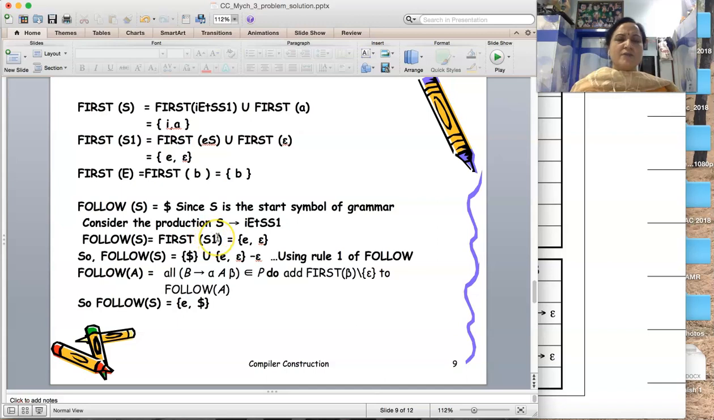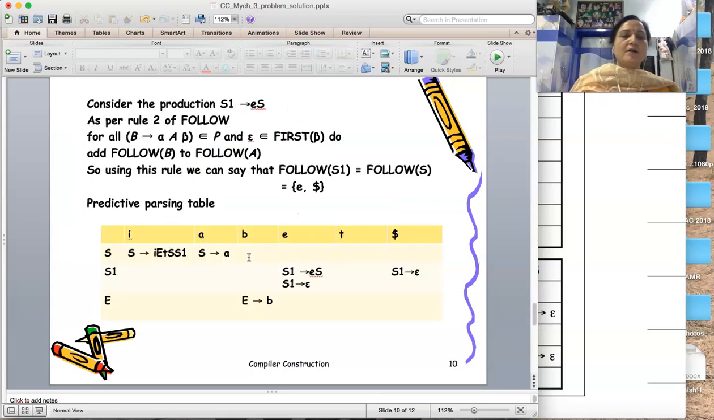first of S1. What is first of S1? First of S1 is e comma epsilon, right? So follow of S is e comma epsilon minus epsilon, because in the follow we should take the terminal symbols except epsilon. So follow of S equals dollar union e comma epsilon minus epsilon. Dollar we have computed because S is the start symbol of the grammar. So finally we get follow of S equals dollar comma e, and epsilon will get cancelled.